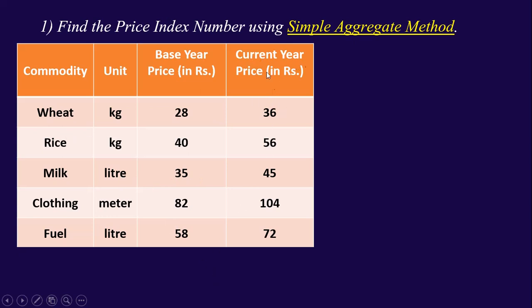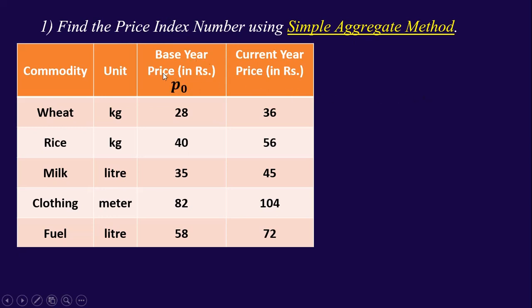And current year prices for the same commodities in rupees are given here in this last column. Current year price of wheat is rupees 36 per kilogram. Current year price of rice is rupees 56 per kilogram, and so on. These values are given in this table. Now we want to find price index number.